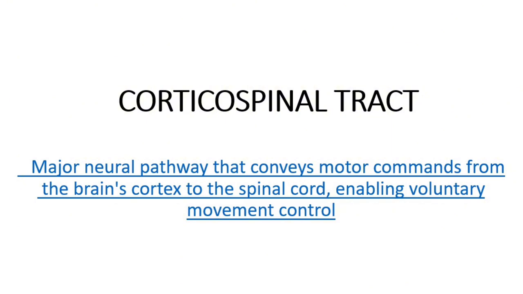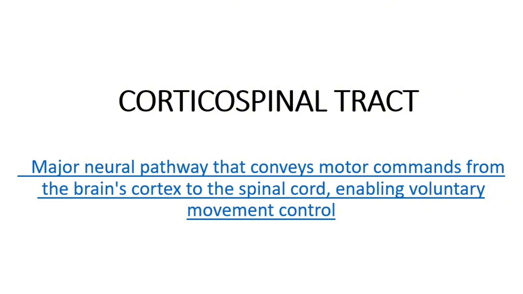So let's start with the definition of the corticospinal tract. The corticospinal tract is a major neural pathway that conveys motor commands from the brain's cortex to the spinal cord, enabling voluntary movement control. As the name suggests, cortico comes from the word cortex, and spinal is for the spinal cord. So brain's cortex till the spinal cord. Now it's a motor tract.